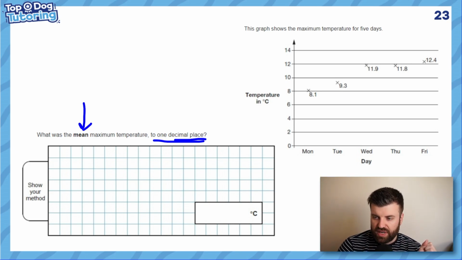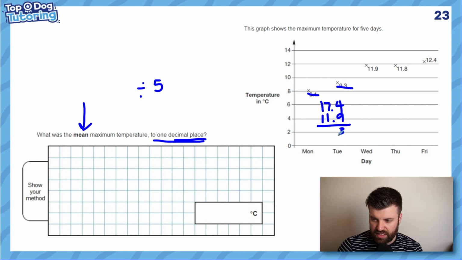Okay, so we're going to take all of them. We've got 5. So I know I'm going to be dividing by 5 at the end. That's going to be important. But first, I need to find the total. 8.1 plus 9.3. That gets me 17.4. Cross it out. 17.4 plus 11.9. I'm just going to make sure with a column method.